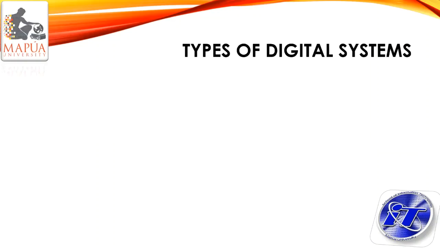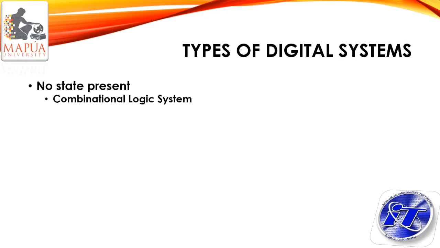Okay, so we have two types of digital system. One is no state present. So we don't care what is the system state. Basically the output is based on the input, which we call combinational logic system. Most of our discussion in our course will be involving combinational logic system. Okay, so input, process, and then output. So that's no state present.